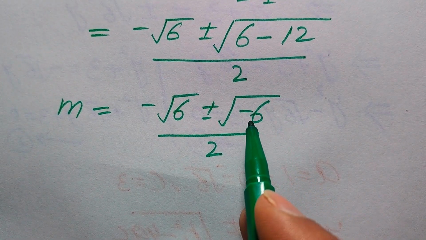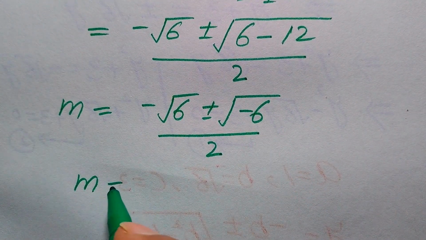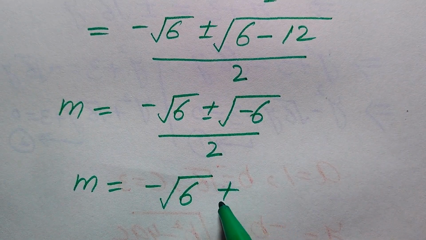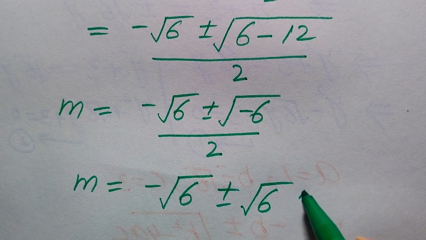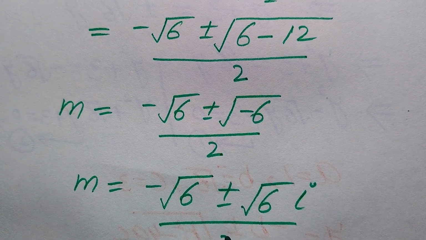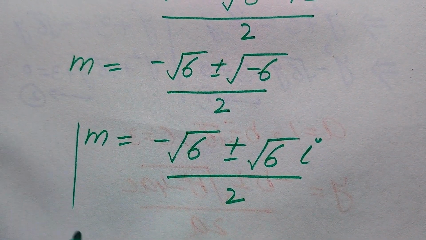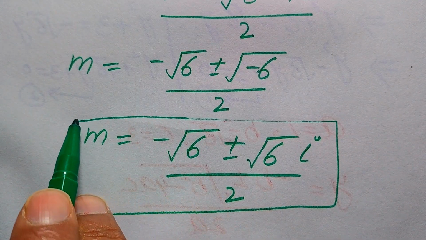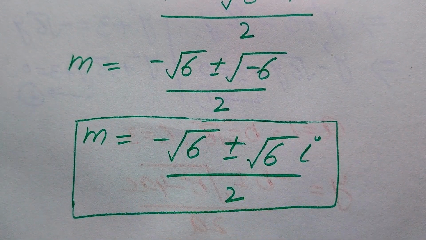So again you see here a negative sign appears inside the square root, it becomes iota, and we get minus square root of 6 plus minus square root of 6 times iota, and it is divided by 2. So these are the other two complex roots of the given equation, and here we get a total of 4 roots of the given equation.